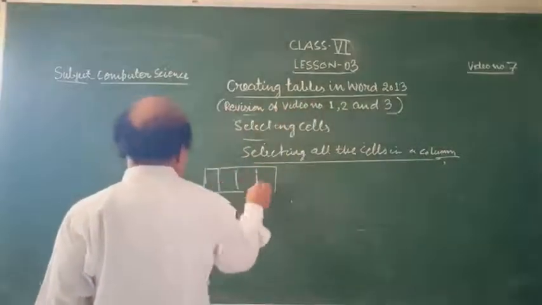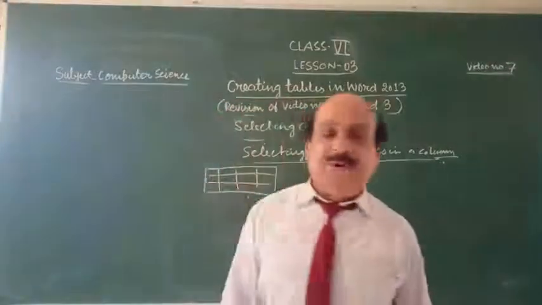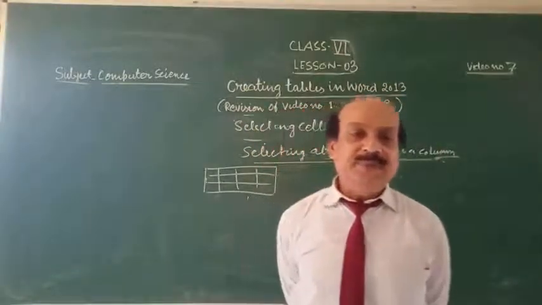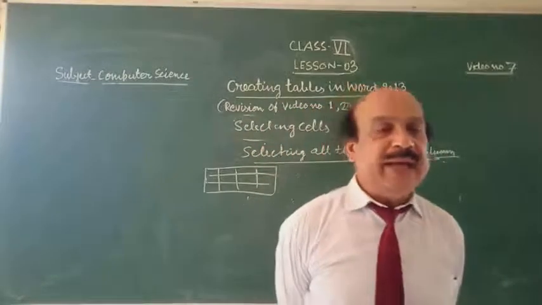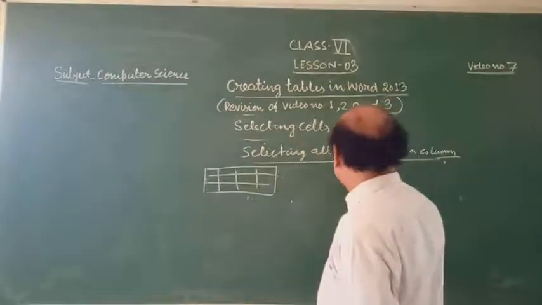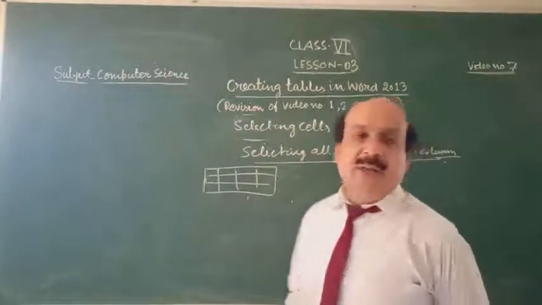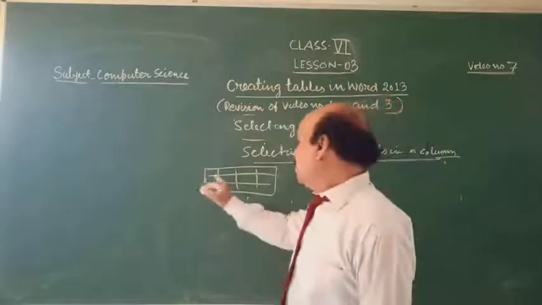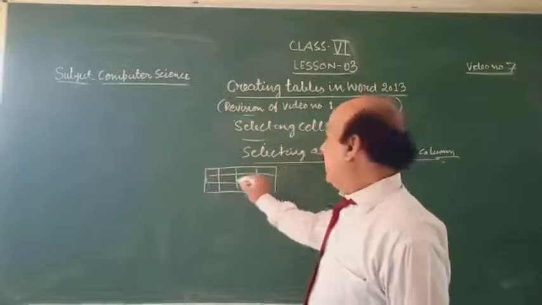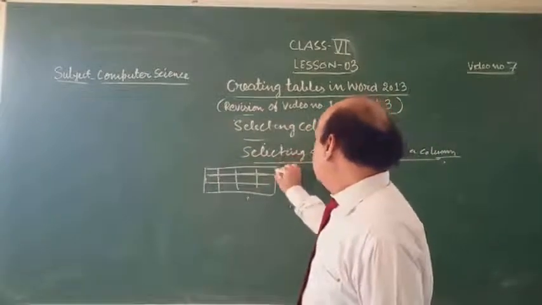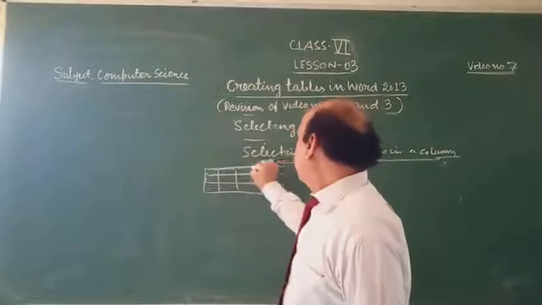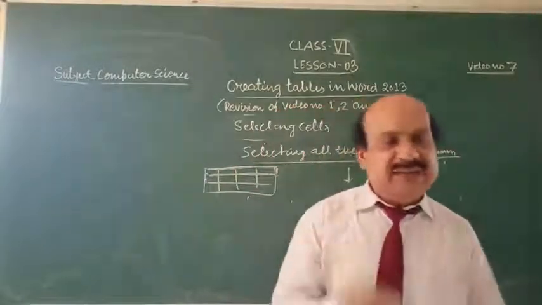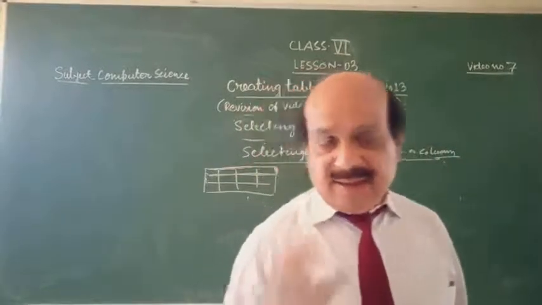Keep the mouse pointer at the top of the column. The pointer turns into a downward arrow. The pointer will change like this, a downward arrow. Click the left mouse button to select the entire column. So you start to select here and move the mouse here. You will see all the cells of the column you have selected become the shaded portion. It means you have selected the cells in a column.